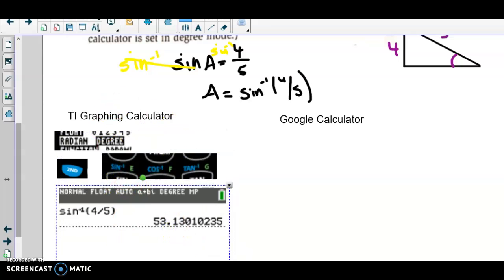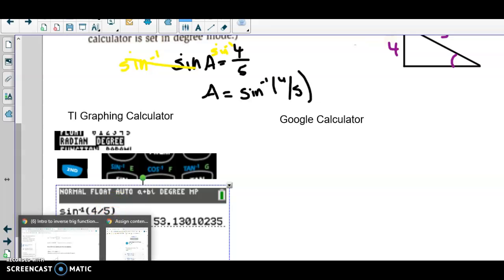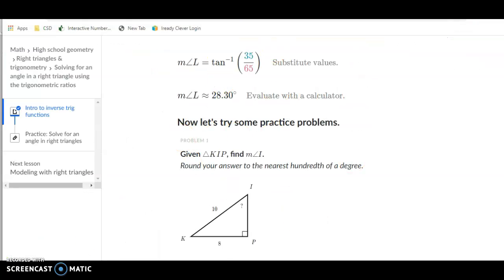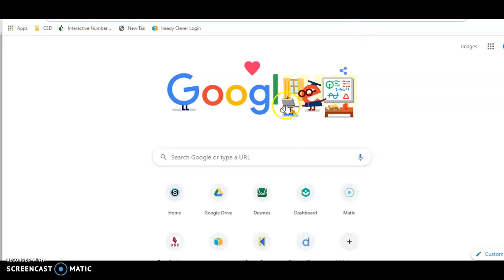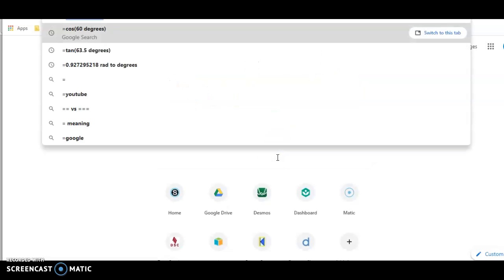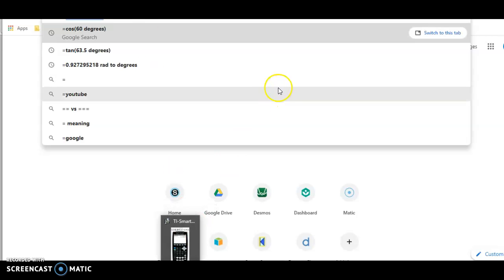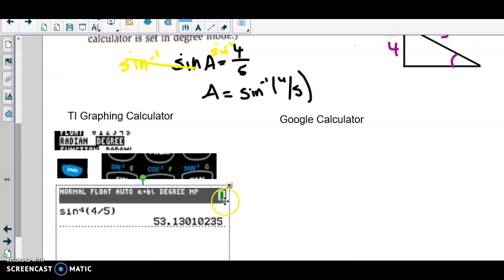Now if you don't have a graphing calculator at home, that's all right. You can do this without a graphing calculator, but you're just going to have to use Google. So if we go to Google, this is a problem we're going to practice in a second. We just go to Google and type equals. Now, the big thing we have to remember, and you're probably going to have to pause this video and write it down, is that the Google calculator doesn't do inverse sine.